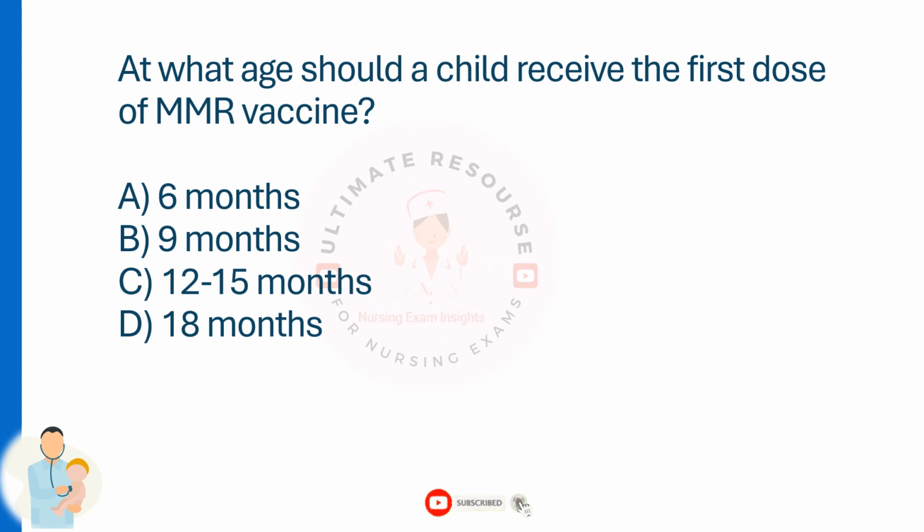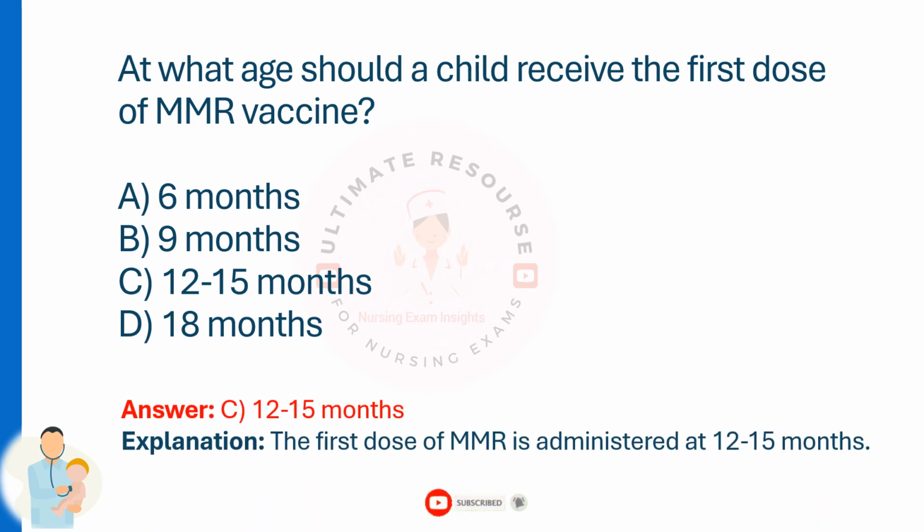At what age should a child receive the first dose of MMR vaccine? Options are A. 6 months, B. 9 months, C. 12 to 15 months, D. 18 months. The answer is 12 to 15 months. The first dose of MMR is administered between 12 to 15 months.